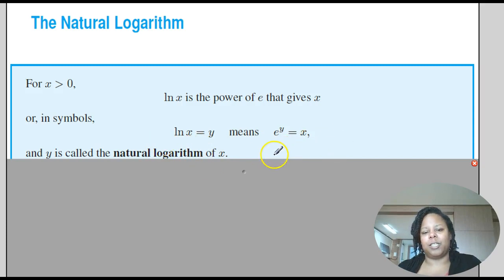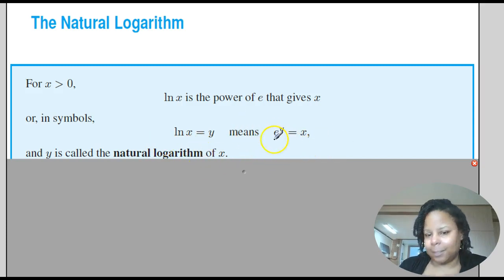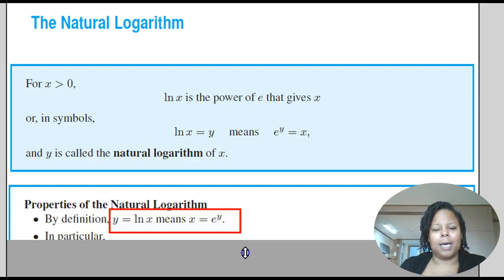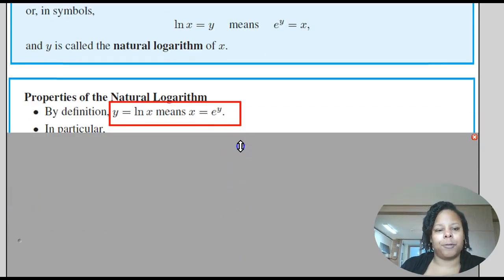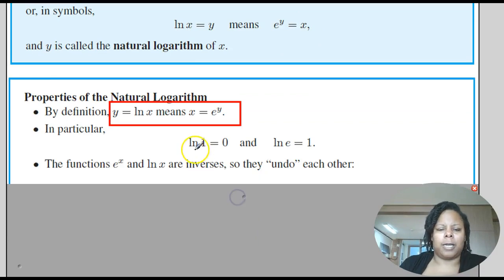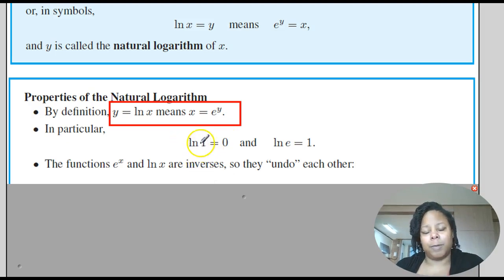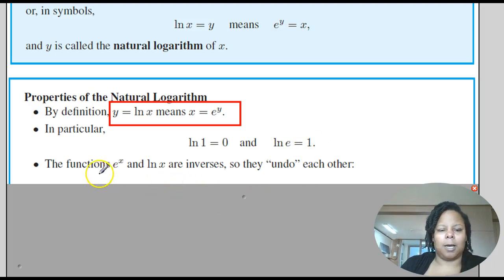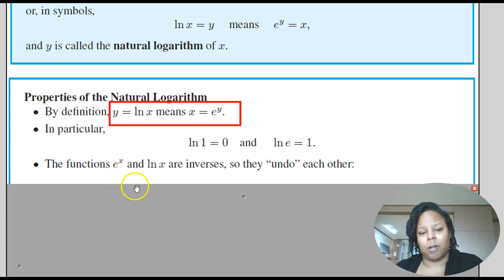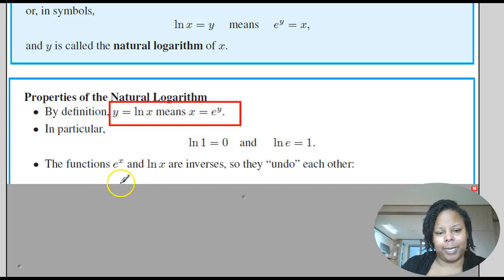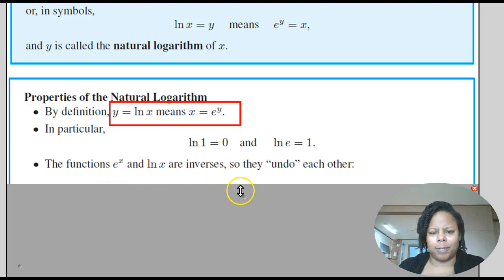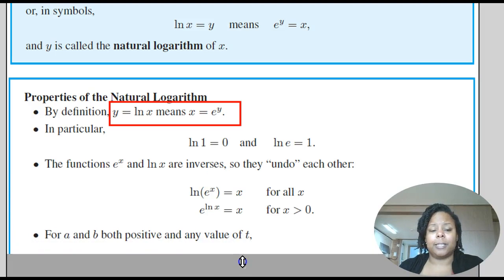Whenever you see ln, that means the base is e. And we can rewrite the expression as e to the y is equal to x instead of 10 to the y is equal to x. Certain properties of the natural logarithm still hold because they're still logs. Natural log of 1 is still going to be 0, because it doesn't matter what the base is, the log of 1 is always going to be 0. And if the base and the input are the same, then the answer is going to be 1. Since the natural log is a log, the inverse of the natural log is the natural exponent, or natural base. So e to the x and natural log of x are inverses, and they undo one another.